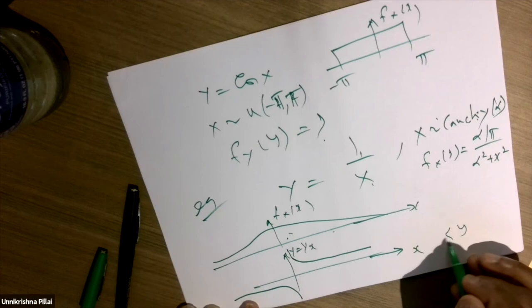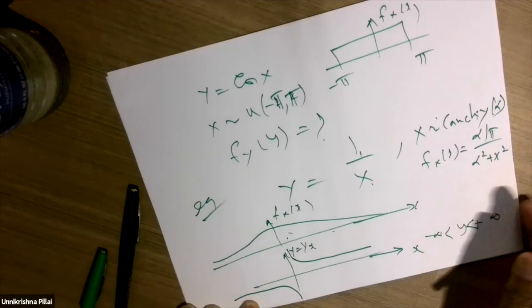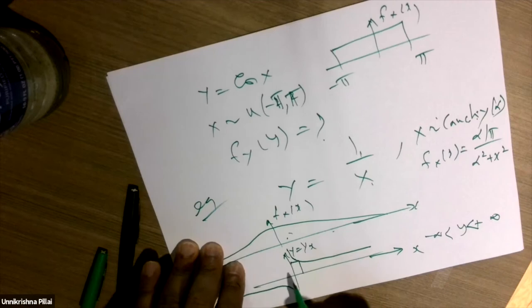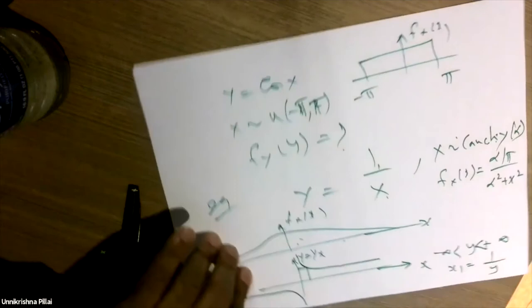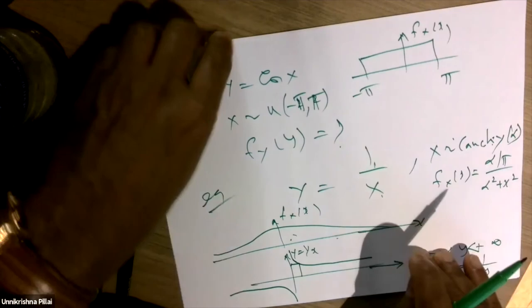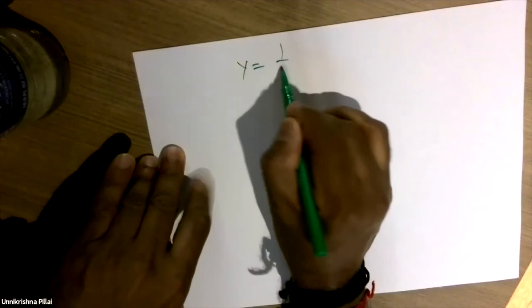Remember, this is part of your number one or number two. Number three is how many roots are there? Look at this. When I take a y, how many roots are there? What is the root? x1 is what? If y is given, of course, 1 over y. So y is 1 over x. So what is dy by dx?